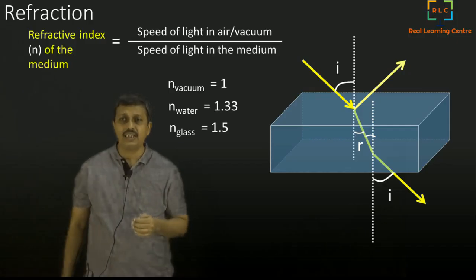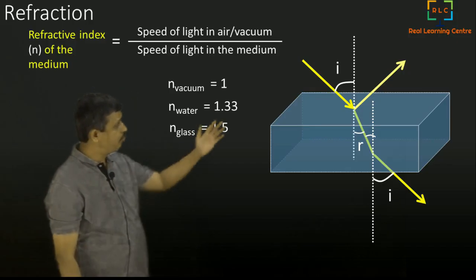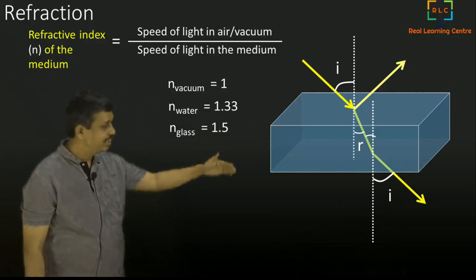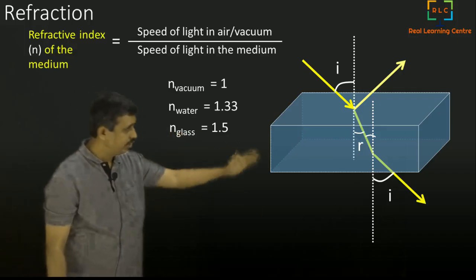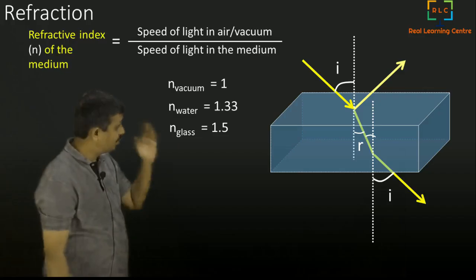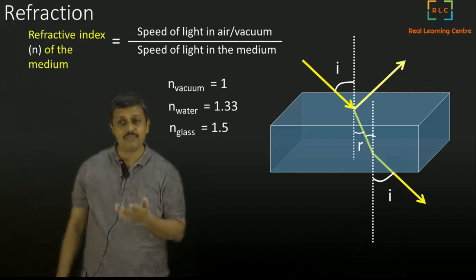We studied refraction and we saw that when light enters from one medium to the other, it bends towards the normal from rarer to denser, and goes away from the normal from denser to rarer. We call the ratio of the speeds in the media the refractive index. All that we have seen.